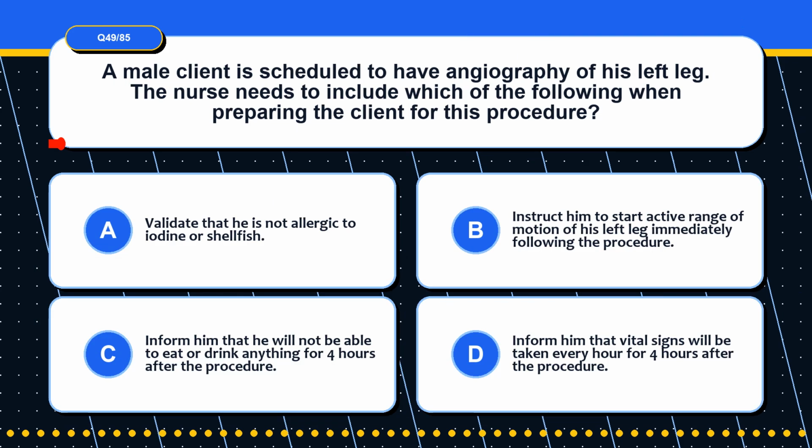Question 49. A male client is scheduled to have angiography of his left leg. The nurse needs to include which of the following when preparing the client for this procedure? Here are the options. Option A. Validate that he is not allergic to iodine or shellfish. Option B. Instruct him to start active range of motion of his left leg immediately following the procedure. Option C. Inform him that he will not be able to eat or drink anything for 4 hours after the procedure. Option D. Inform him that vital signs will be taken every hour for 4 hours after the procedure.